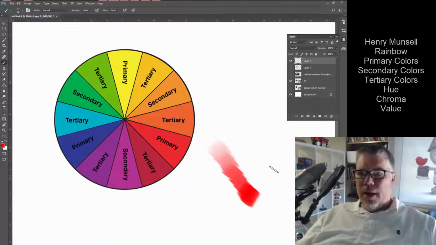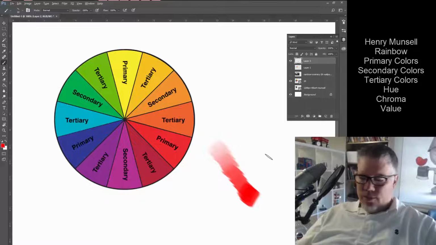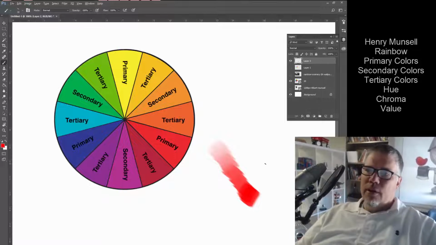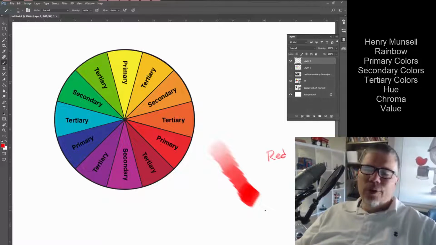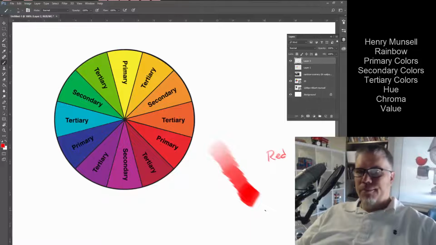So what we're talking about with hue is basically the name of the color, right? So this one would obviously be red. If you're buying paints in the art store and you see hue, that's what that means. It means red, green, purple, yellow, orange.